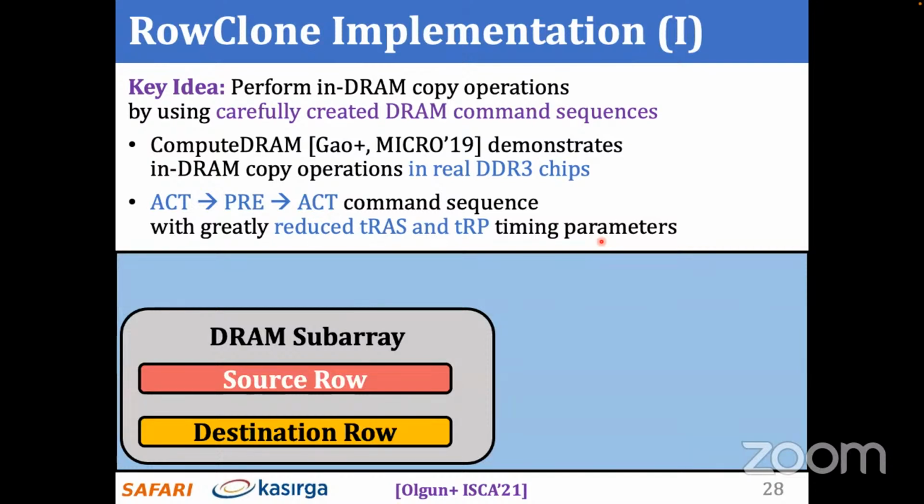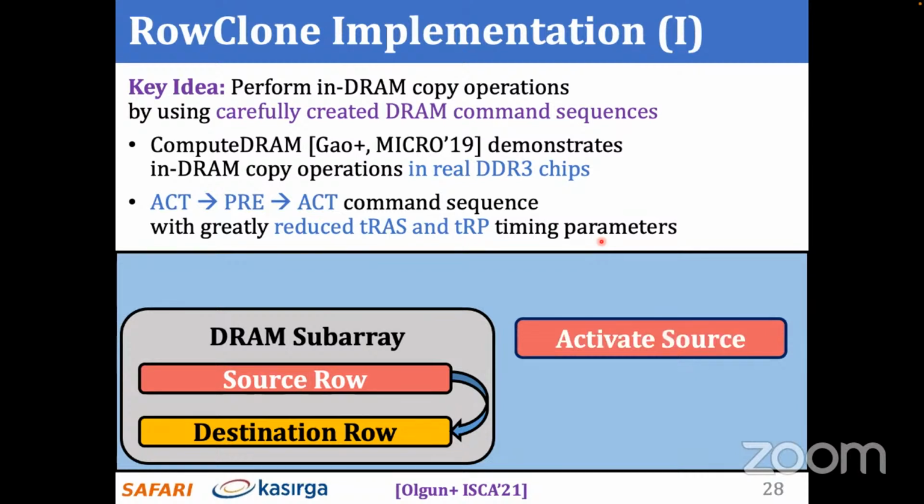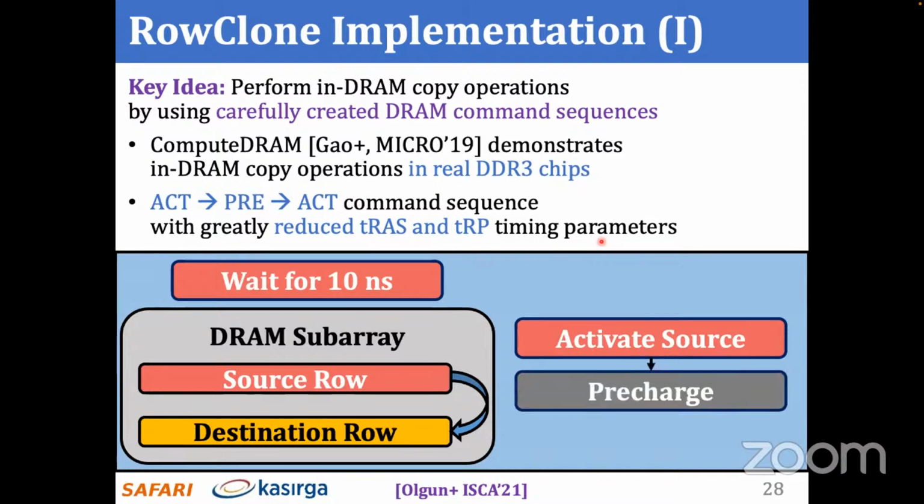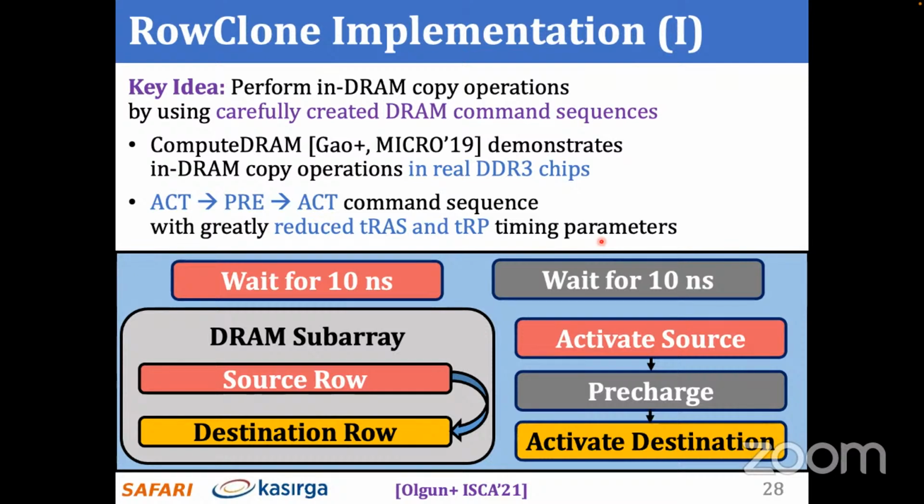So here I will describe this operation over a diagram. We have a DRAM subarray. Inside of the subarray, we have a source and a destination row, and we want to copy the source row to the destination row. We first activate the source row. We then wait for 10 nanoseconds, which is much smaller than the default 32 nanosecond tRAS timing parameter. Then we send a precharge command, and then we wait for another 10 nanoseconds, which is smaller than the default tRP timing parameter of 17 nanoseconds. In doing so, we can copy the source row to the destination row.